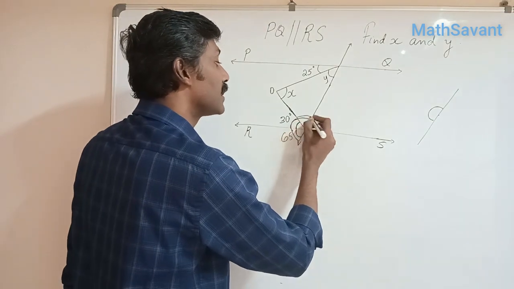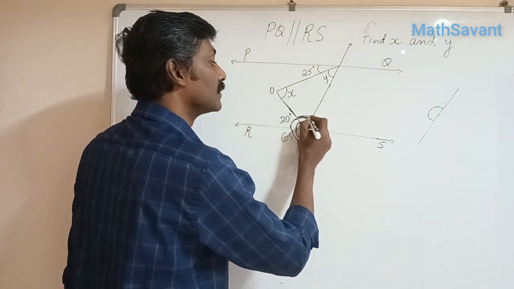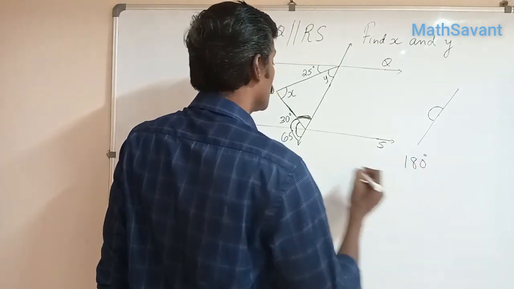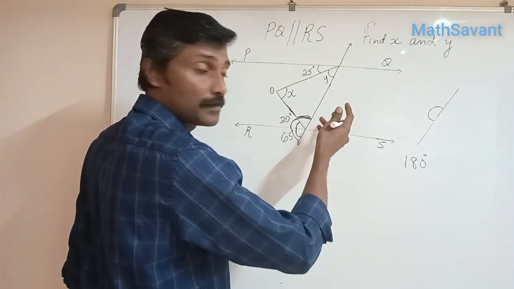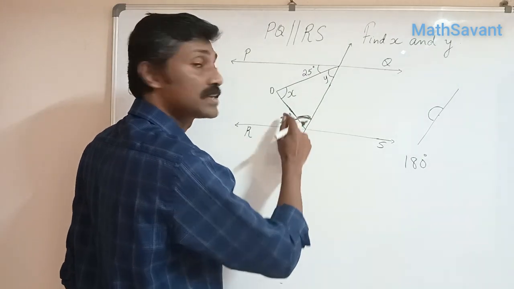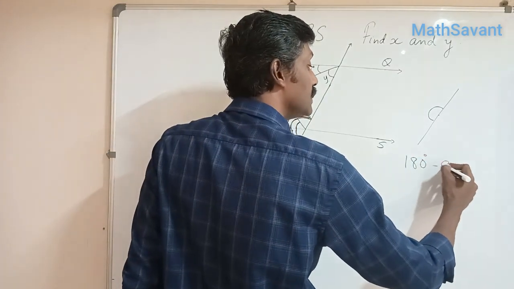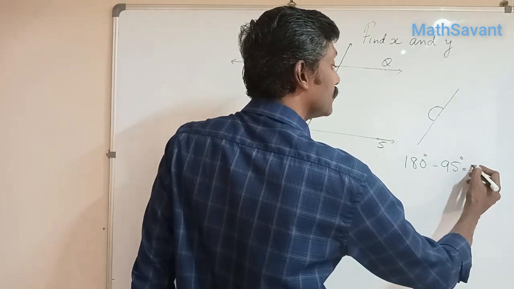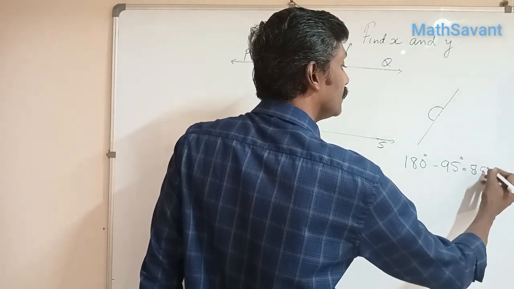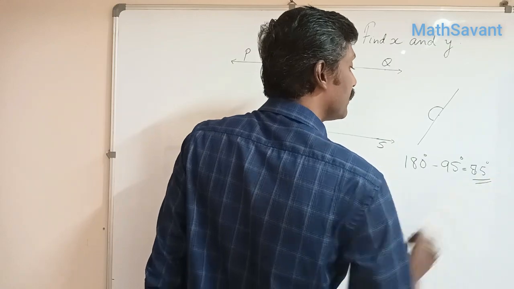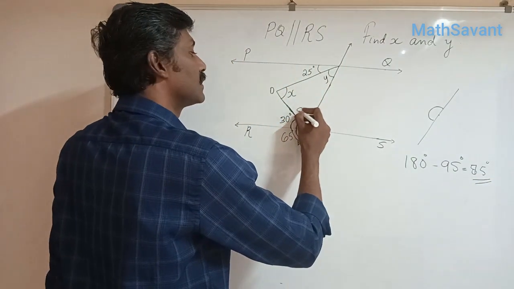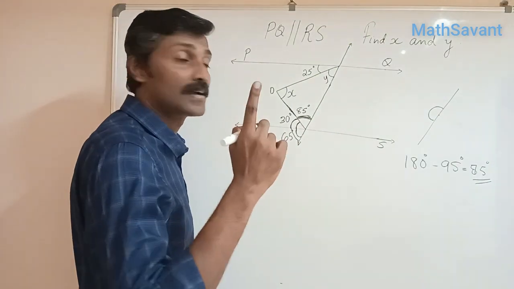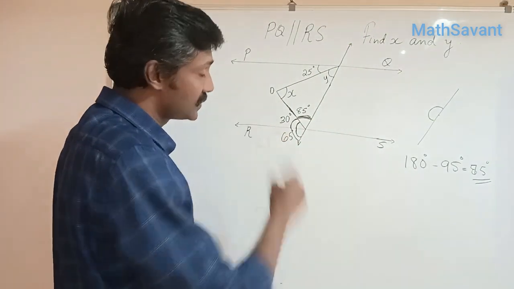So what will be the remaining angle within the triangle? That will be 180 minus, because this is a straight line, it's a linear pair, so this will be 180 minus of 65 plus 30, which is 95. Now that will be 75 degrees, correct? No, that will be 85 degrees, right? So this will be 85. So I got this angle inside the triangle, the interior of the triangle, one of the angles has 85 degrees.